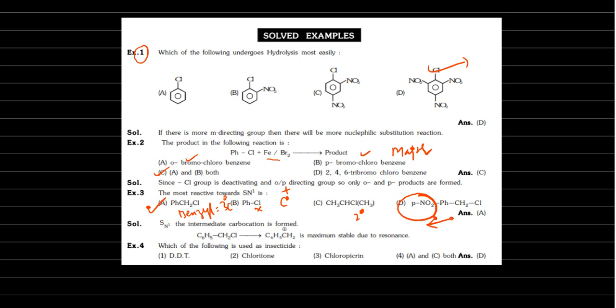Then, which of the following is used as an insecticide? Insecticide is DDT. For preparation of DDT, we are taking... A and C both. Chloretone also we are using. Which are the insecticides, right? No, chloretone is used as marsh gas in bullet firing. For smoke we are using chloretone, and chloropicrin. Yeah, chloropicrin is an insecticide. DDT and chloropicrin. Okay.